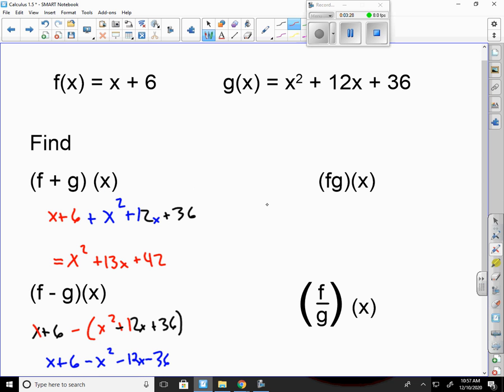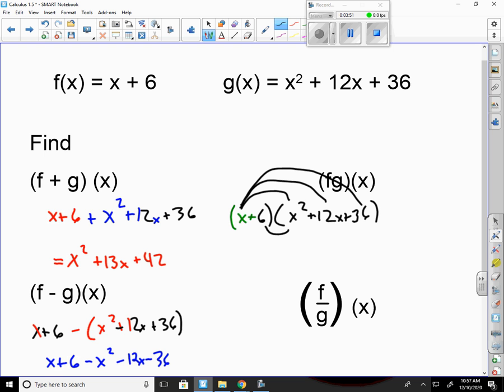f times g of x. That tells me I do x plus 6 times x squared plus 12x plus 36. So I have to distribute each one of these first terms to each of the three terms. So x times x squared gives me x to the third. X times 12x gives me 12x squared. X times 36 gives me 36x.